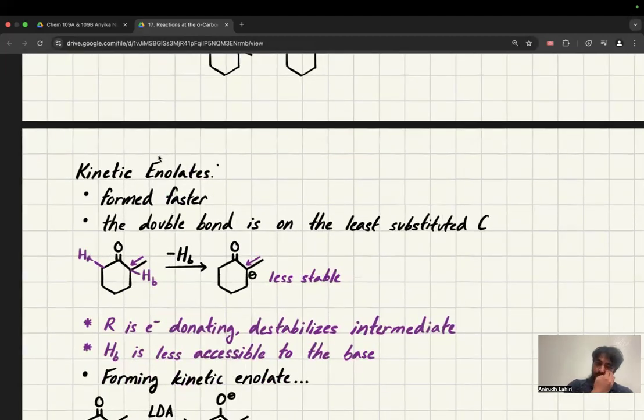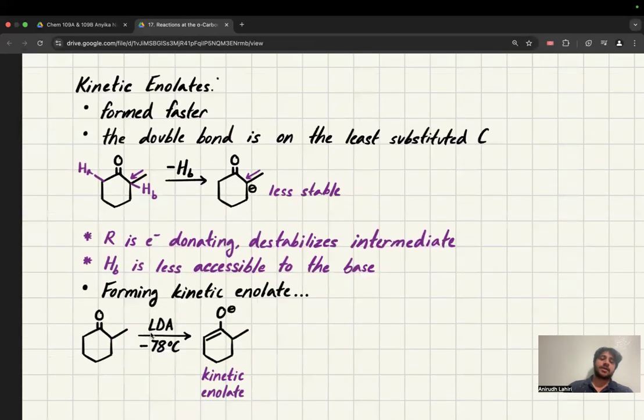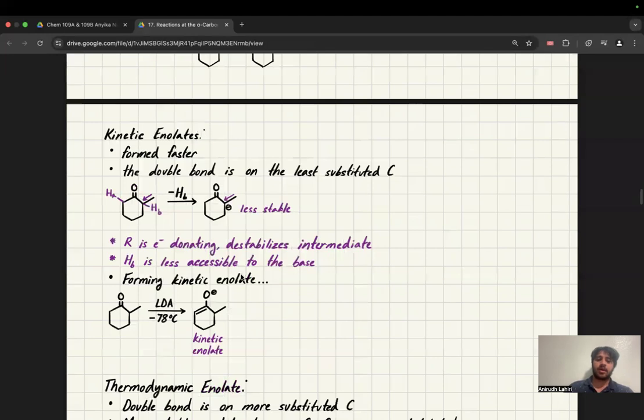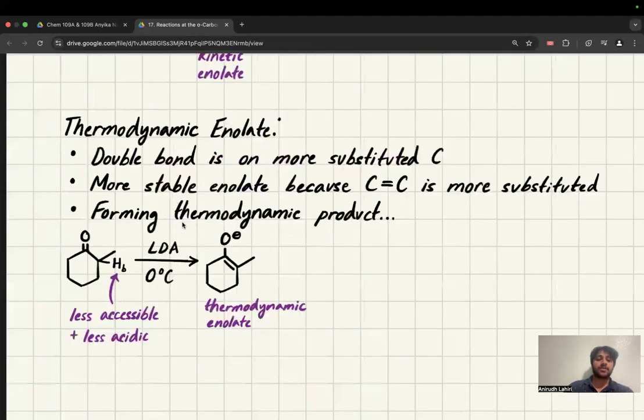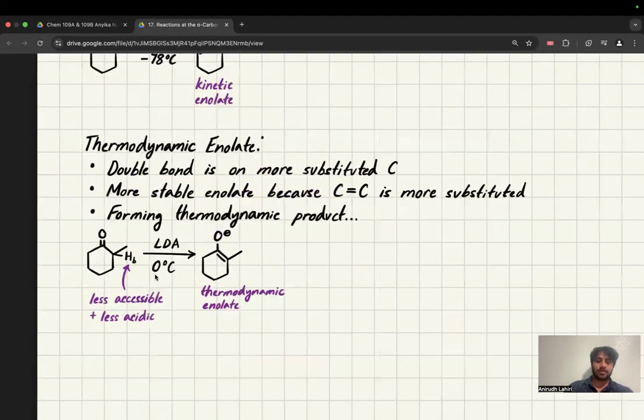So it's going to be more stable for HA, specifically for kinetic enolates. LDA at minus 78 degrees Celsius, we form the kinetic enolate, the less stable one, in the long run. If we're given enough energy, if we see LDA at 0 degrees, that means we're going to form the thermodynamic enolate. Even though it goes through a mechanism that starts with a carbanion that's less stable, the ultimate end product is more stable.